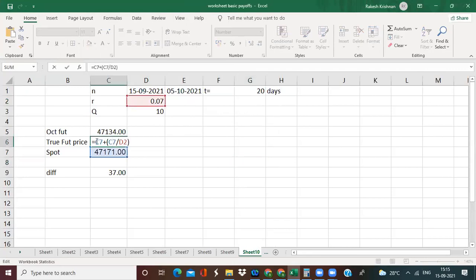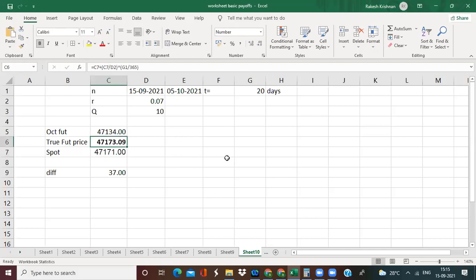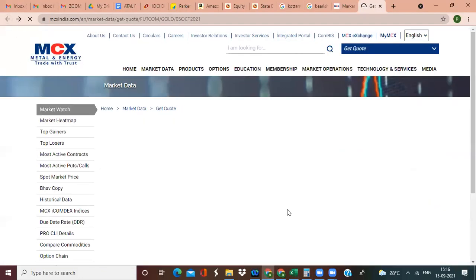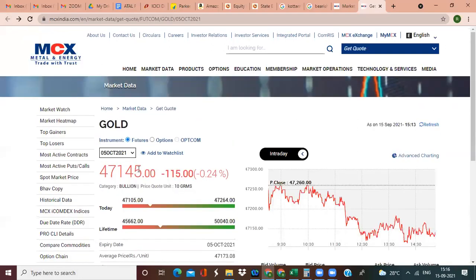So the actual futures price would be spot price multiplied by one plus R raised to 20 by 365. So this should be the actual futures price. Is that correct? Are you getting what I was doing? So this is the spot price. And this is the futures price.